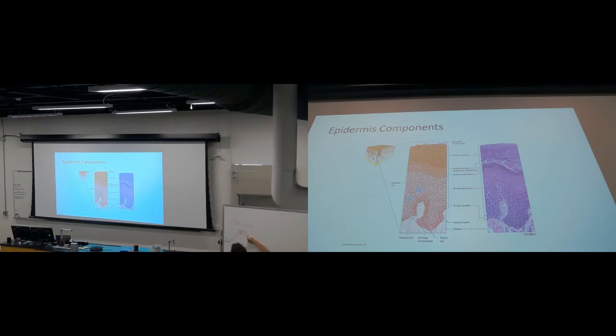In mitosis, we have four parts. The first one is called prophase. The second one is called metaphase. Third, anaphase. Fourth, telophase.